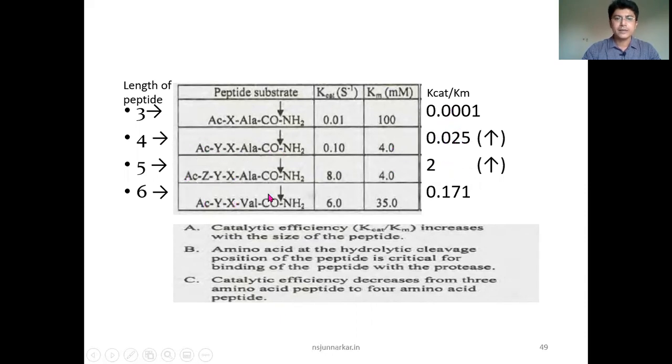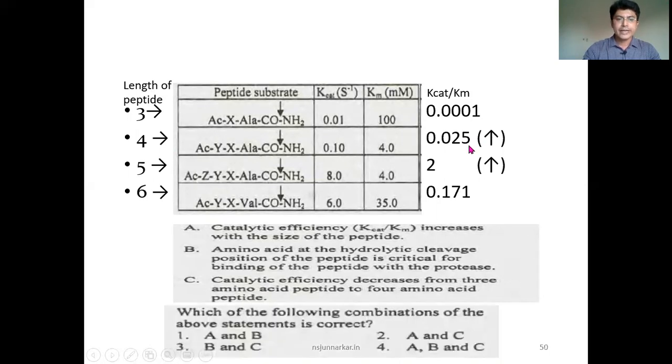Okay, but here now you can see that the valine is there, and because of that the kcat/Km value is slightly different. So here what are the options given? Catalytic efficiency increases with the size of the peptide, then yes, it is right. Amino acid at the hydrolytic cleavage position of the peptide is critical. Yes, it is right. And catalytic efficiency decreases from 3 amino acid peptide to 4 amino acid peptide. That is wrong. Okay, so it is increasing actually. So the correct option is A and B.